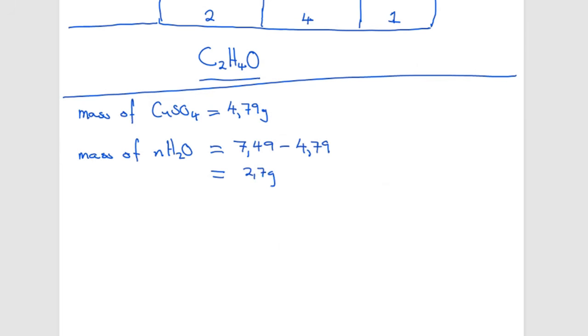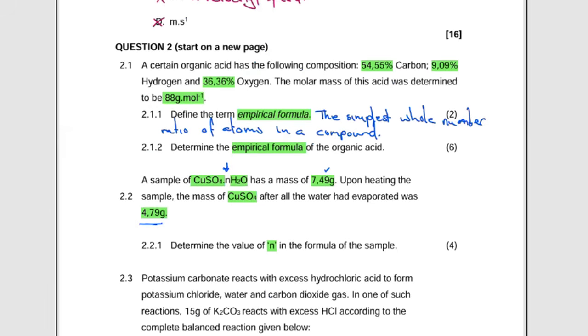So 2.7 grams. So this is the mass of water that we're actually having. Then after that, now we're going to retain the formula: number of moles is equivalent to m over M, right? So if you look here, we are looking for this n, the number of moles there.